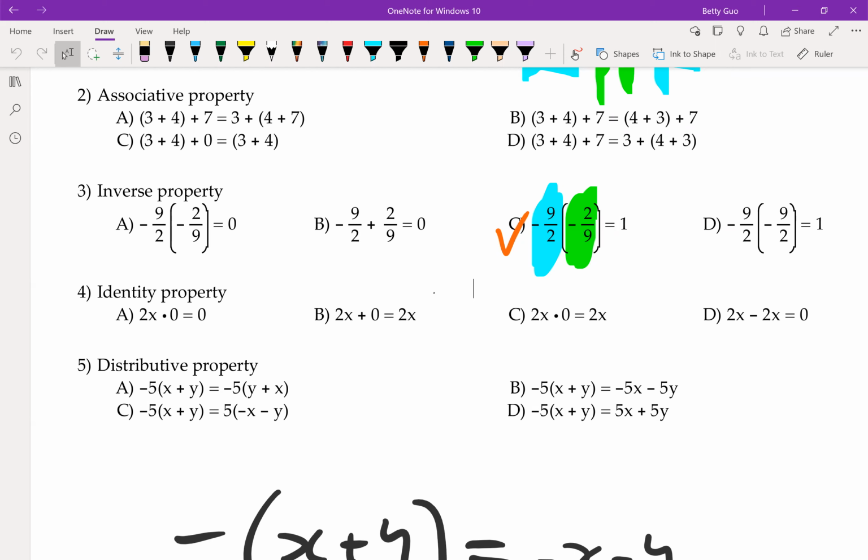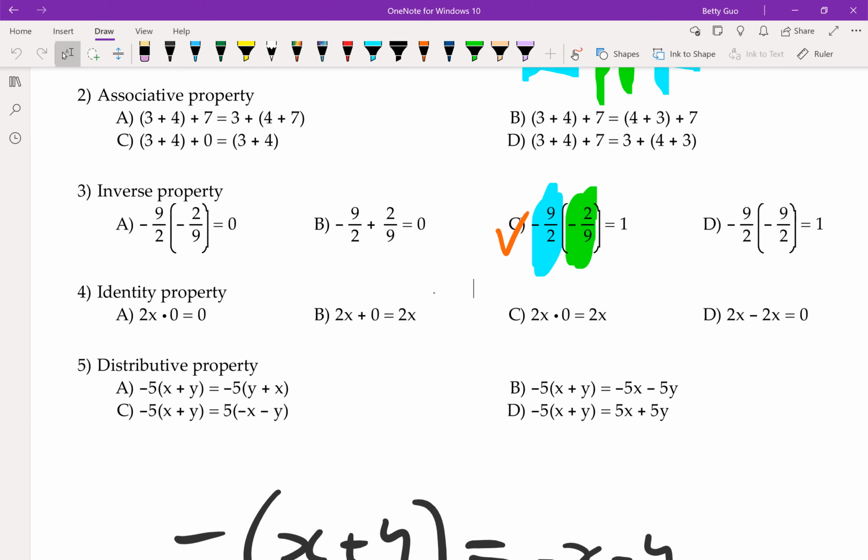What about B? 2x plus 0 equals 2x. What do you think? On the left, we have addition. 0 plus 2x is still equal to 2x. Yeah, that one is right. So it means 0 as the additive identity does not contribute in addition. 0 plus any quantity is still equal to the quantity itself, right?